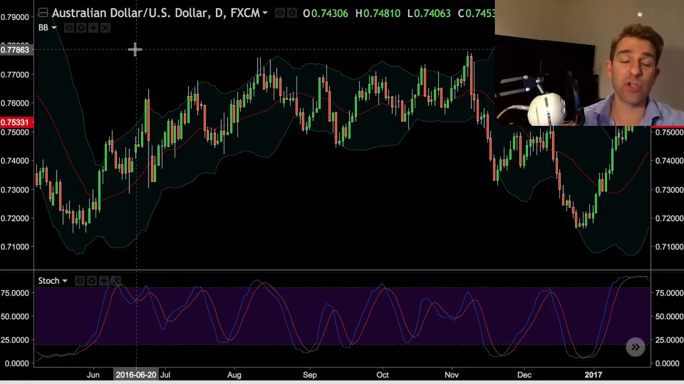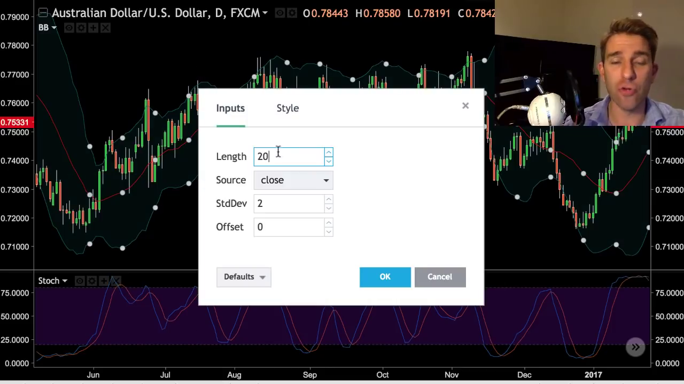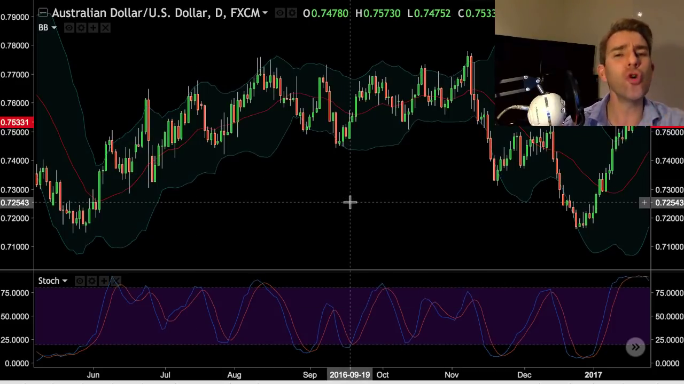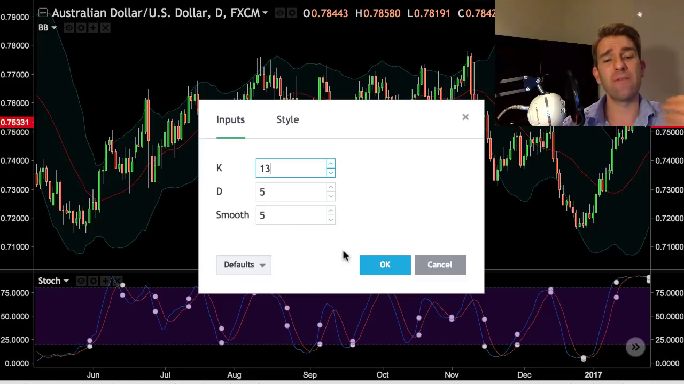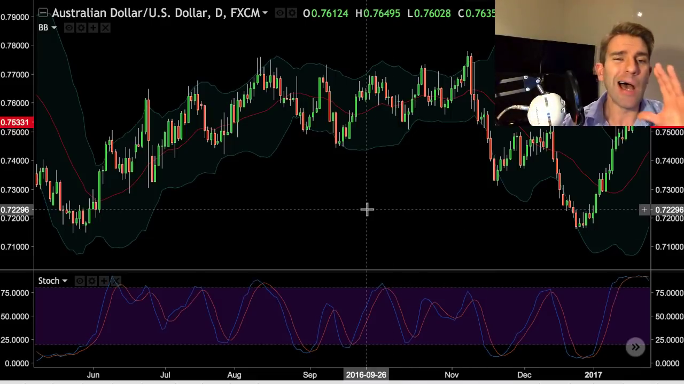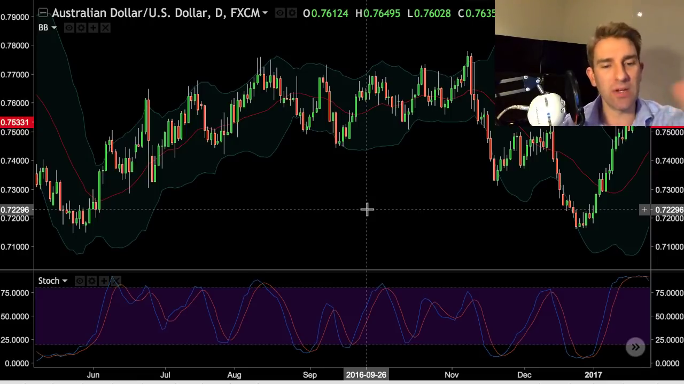So the idea is using a Bollinger Band here, and the settings they request you use are 20 period, standard deviation of 2, so your normal standard settings for Bollinger Band. Stochastics, they're saying use a 13-5-5 setting. I think you can adjust that to and fro, but the point is you want it a little bit smooth, you don't want it too quick, and you'll see why in a second.